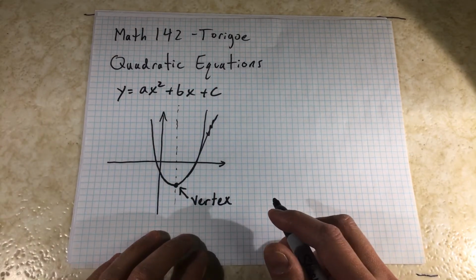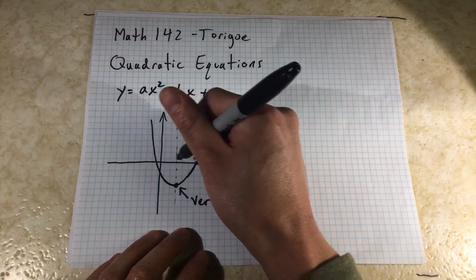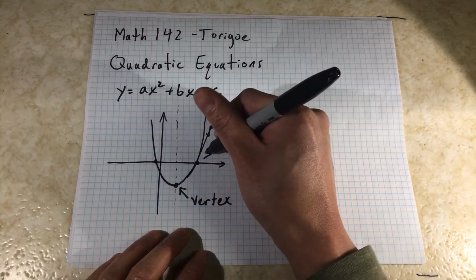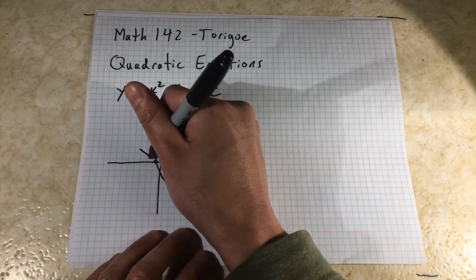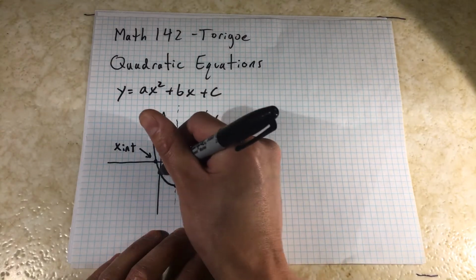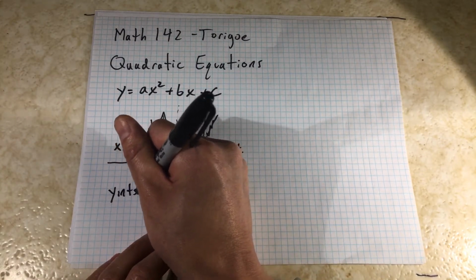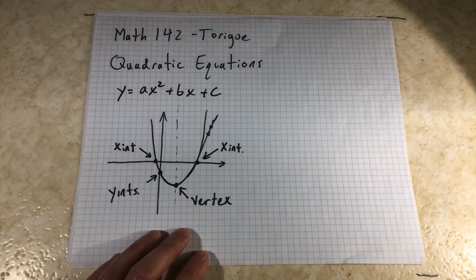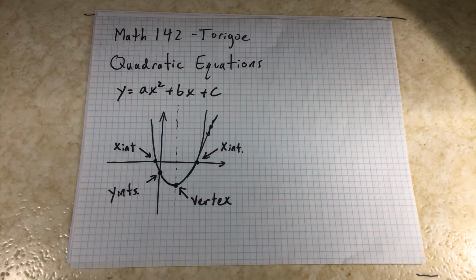Also, something we're going to talk about today are these intersection points. These points where the graph crosses the x-axis are called the x-intercepts. And this point right here is the y-intercept. Okay, so those are some major parts of this quadratic function that we're going to talk about.